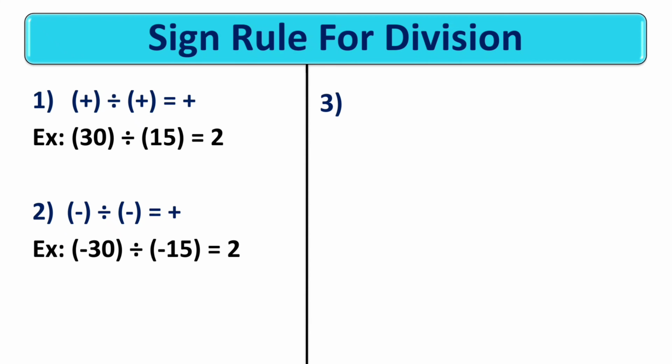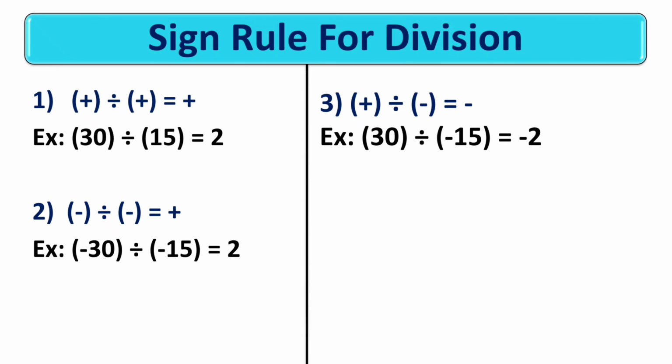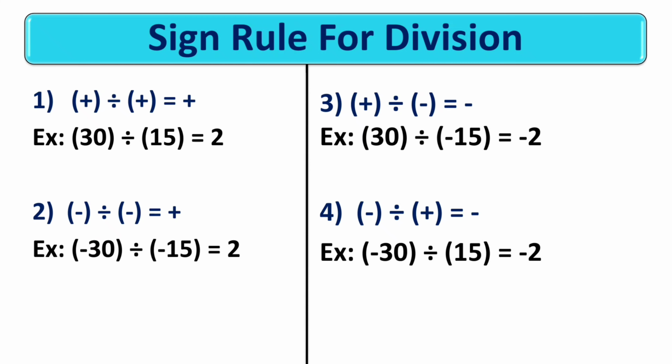Now the third rule is when positive number is divided by negative number, we get a negative number. 30 divided by minus 15 gives minus 2. And the last rule is when negative number is divided by positive number, we get negative number. Minus 30 divided by 15 gives minus 2.